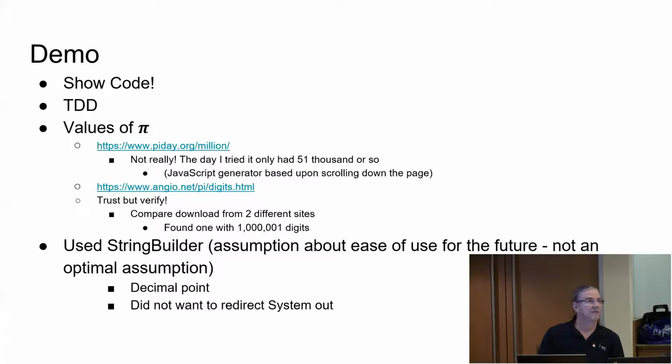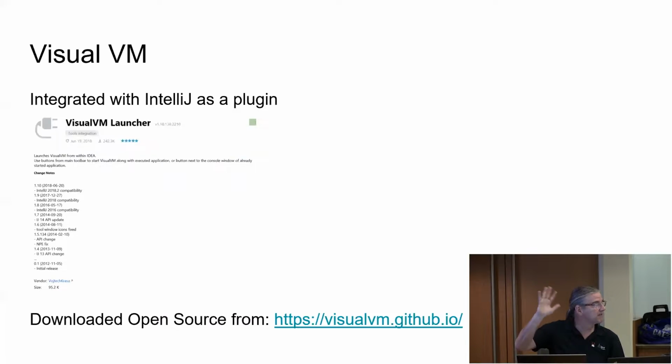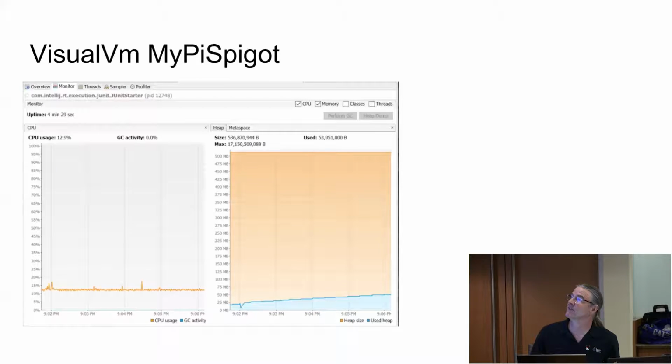How do I know I'm doing it well? Visual VM. Anybody hear of that? It was eradicated in JDK 8. They just shot it down. It's gone. But there's an org out there. Visual VM GitHub.io. Give you a new Visual VM. Download the plugin for IntelliJ, and voila, you got Visual VM. And you can see the spigot thing I ran here, 4 minutes and 29 seconds, and a gradual memory uptake.